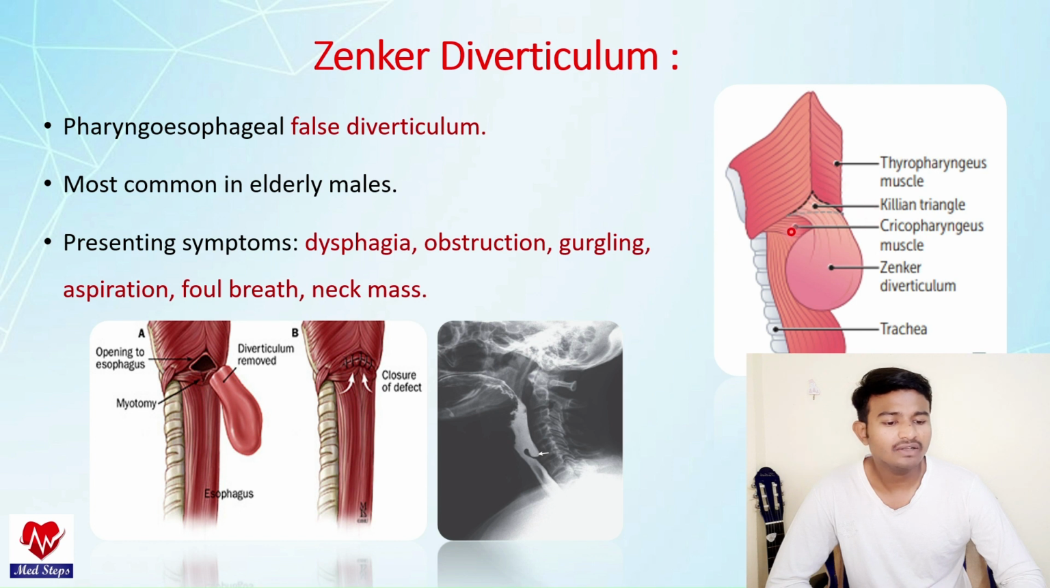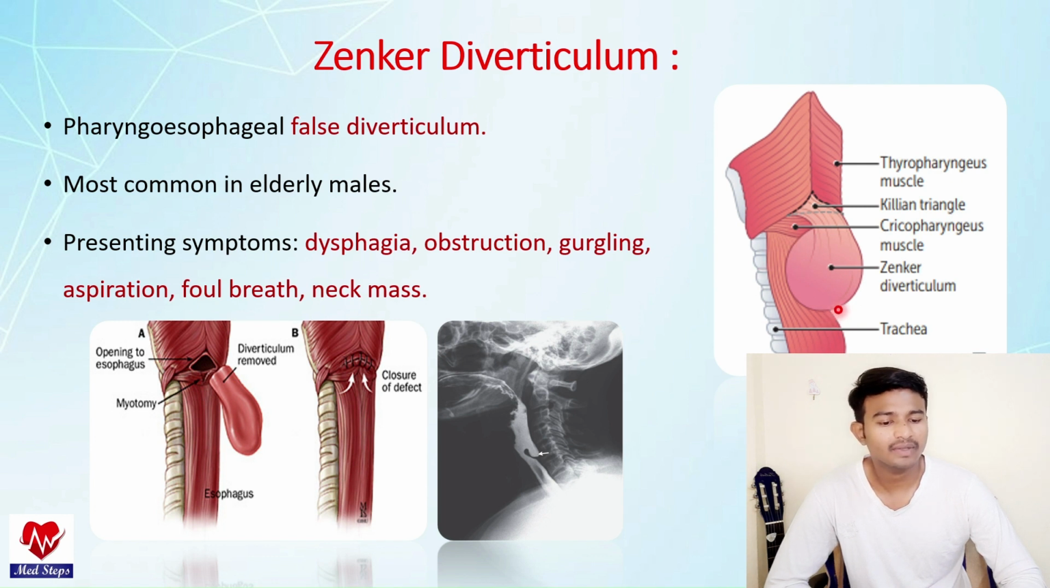In the middle you will get one Killian triangle. This Killian triangle will be thin. Because of that problem, what will happen? One pouch will form. That pouch we call Zenker diverticulum, right? Because of this pouch, it presses on that esophagus part.